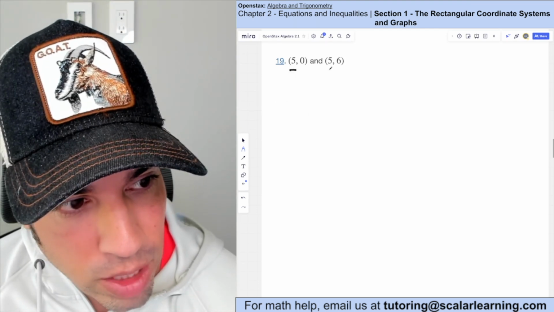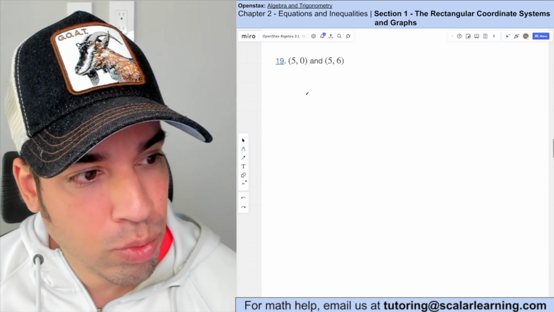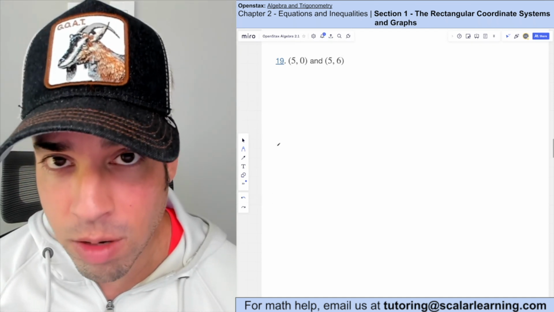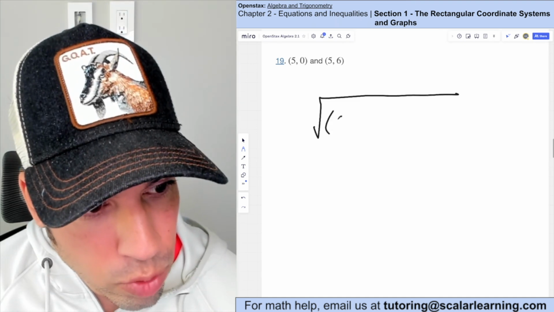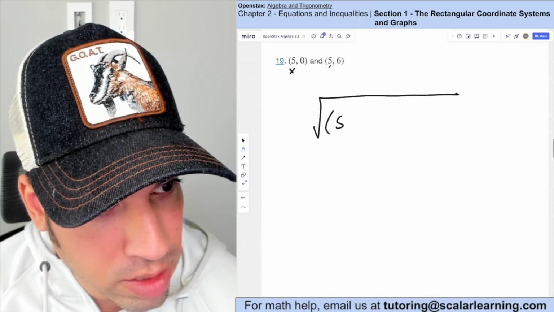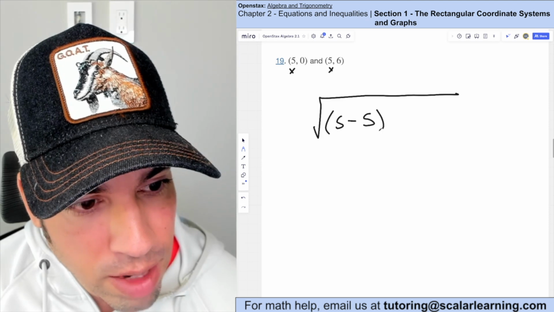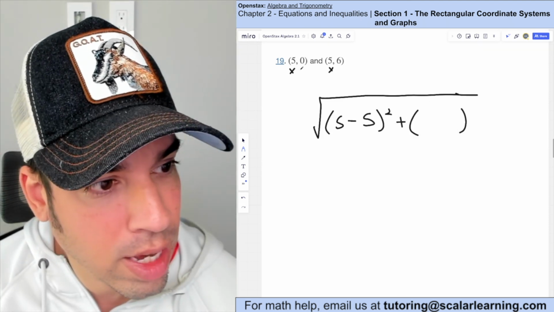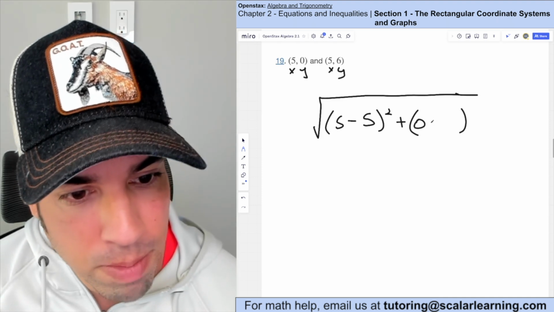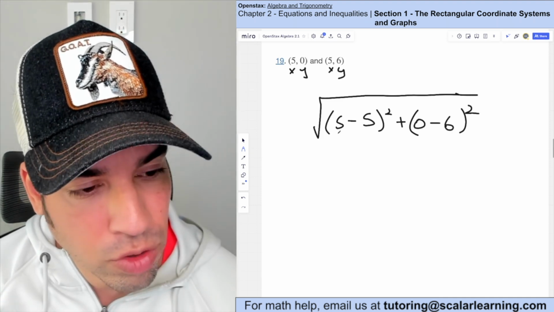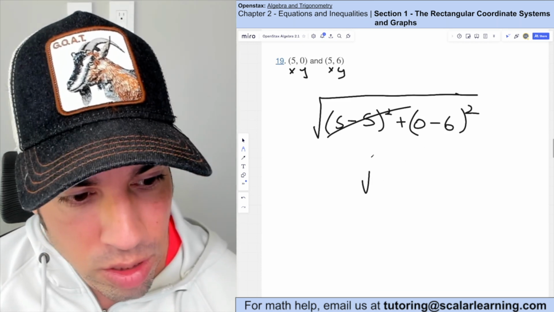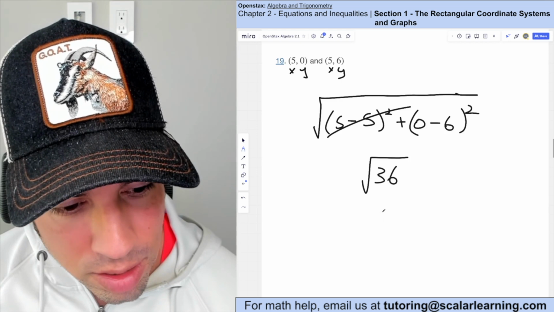So again, we're going to use the distance formula, though you don't really need it in this case because you can see that the x values are the exact same. It's really just the distance of the y values. But let's use the distance formula just to get more practice. So we're taking the square root of first the difference of these x terms, 5 minus 5 squared, plus the difference of the y terms, that is 0 minus 6 squared. So this is, of course, 0, because 5 minus 5 is 0. 0 minus 6 is -6 squared is 36, and the square root of 36 is 6.